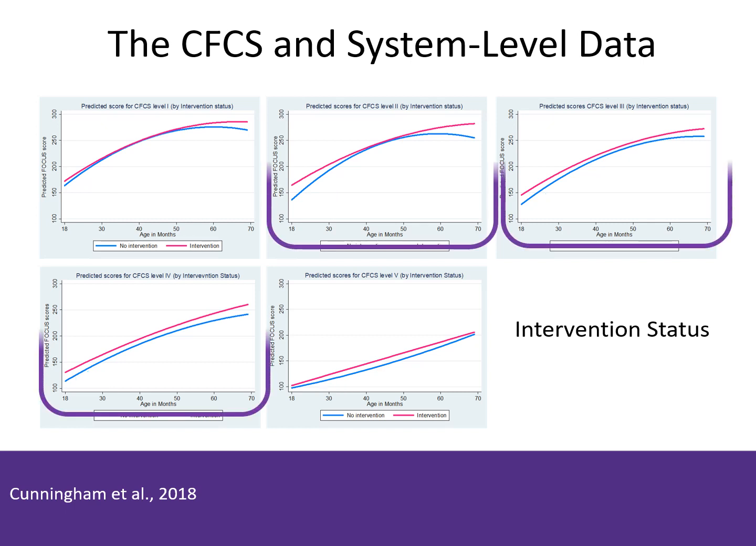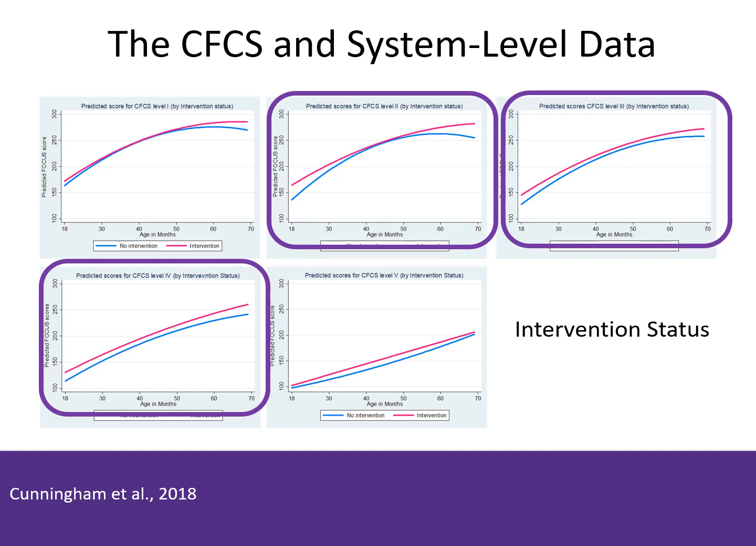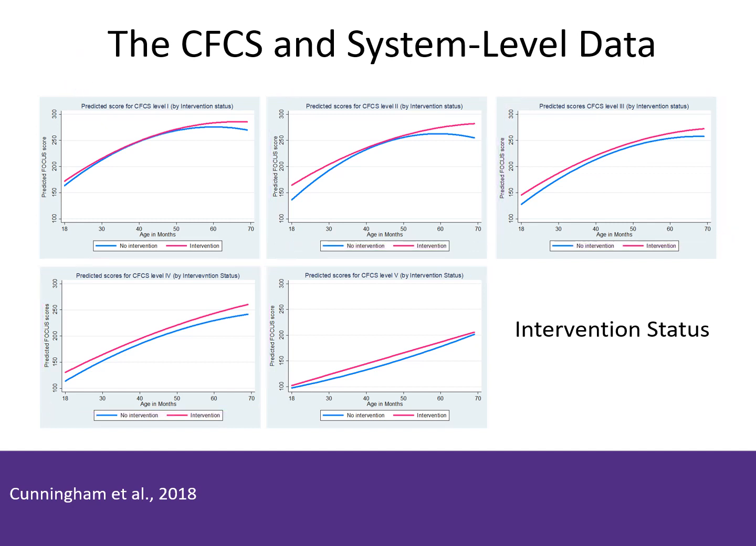As you can see from the figures circled in purple, there were only clinically significant main effects for children in CFCS levels 2, 3, and 4, meaning that children in these levels experienced a significant increase in predicted FOCUS scores when they started intervention, while children in CFCS levels 1 and 5 did not. Without incorporating CFCS classifications into the analyses, we may have wrongly concluded that all children experience a benefit from beginning intervention.